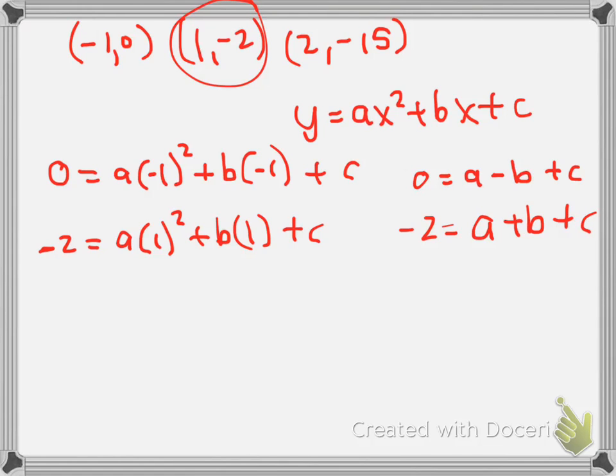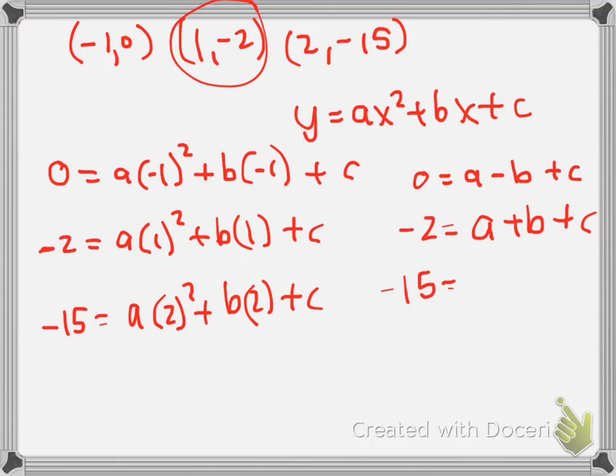Now, with 3 unknowns, I'm going to need 3 equations, but it looks to me like I already have something cooking right there. I can definitely eliminate that b value to help me out, but we'll get the last equation. So the last one is, I have negative 15 equals a times 2 squared plus b times 2 plus c. So this way I can have negative 15 equals 4a plus 2b plus c. Alright, so now I have 3 equations with 3 unknowns.